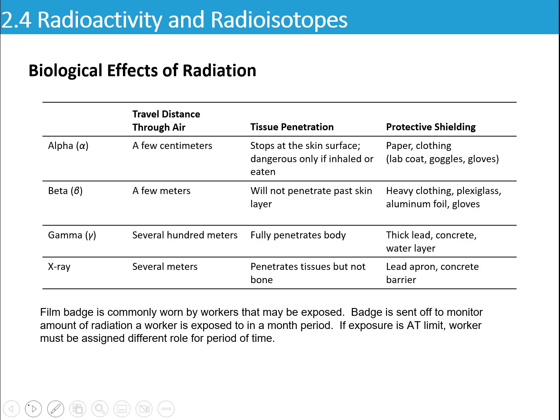So here's what they typically do. They say alpha can only go a couple of centimeters, so like this, okay? Just a cardboard box would be plenty. That would protect you. If you're working around an alpha emitter, a radioactive substance that was releasing this energy, you would still wear a lab coat. When you wear scrubs, scrubs are typically a heavier duty material than just a general t-shirt.